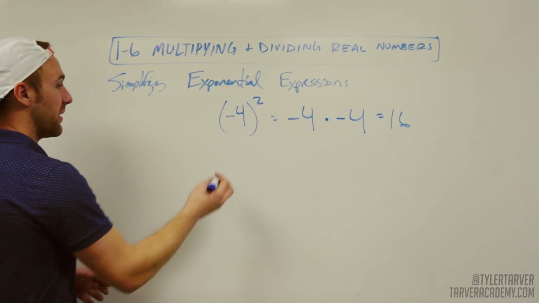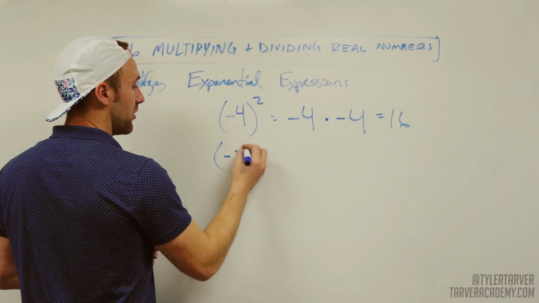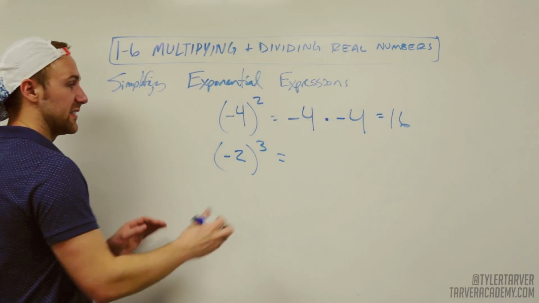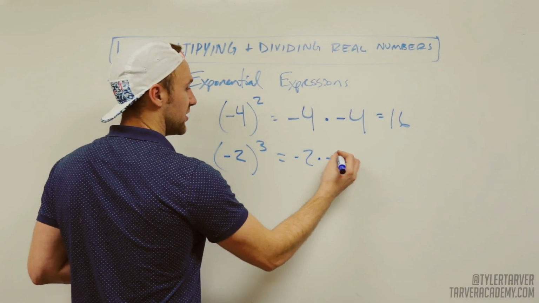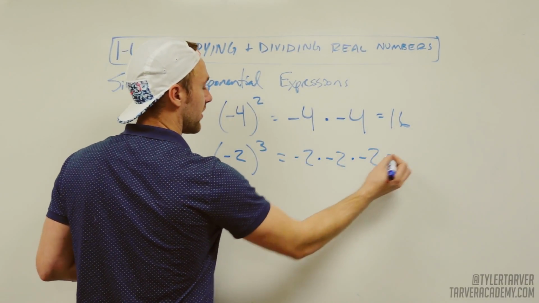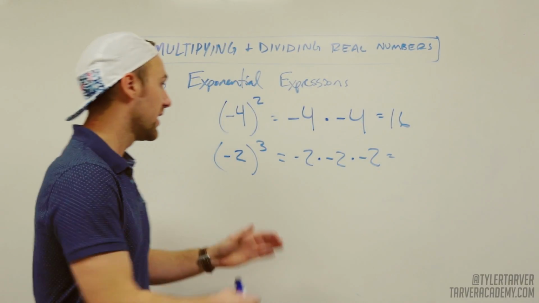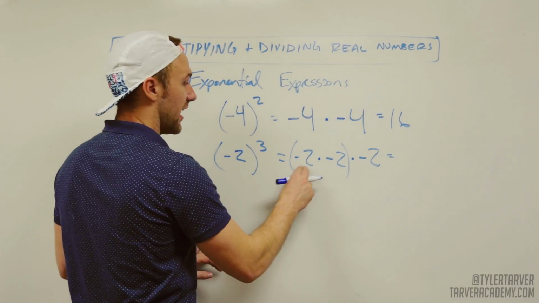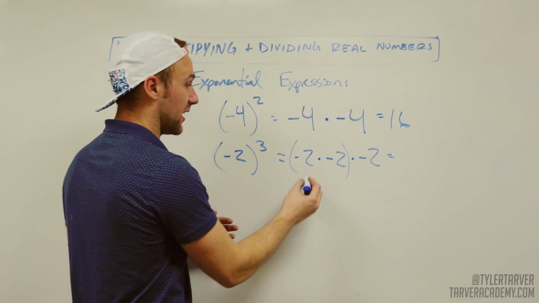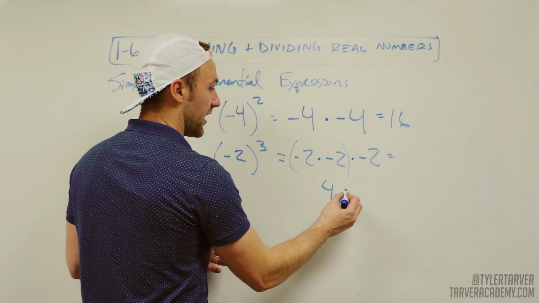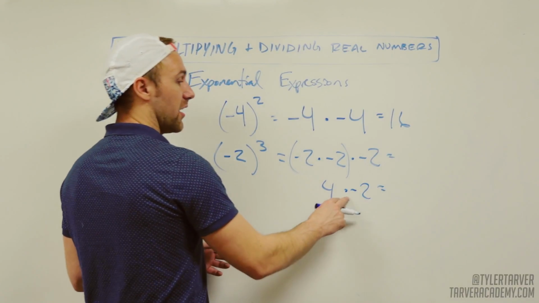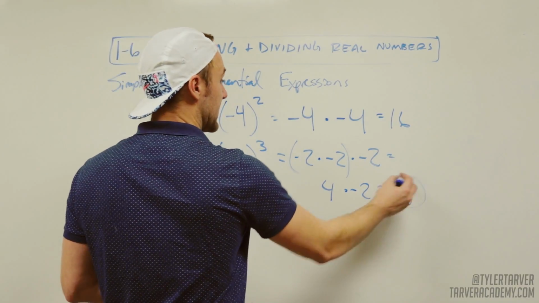Now let's look at one that wouldn't be quite as simple. So let's say we've got -2 cubed. That's -2 times -2 times -2. All right, this one's a little different. Here, a negative times a negative equals a positive. It's +4. Then bringing it down, that's times -2, which equals -8.